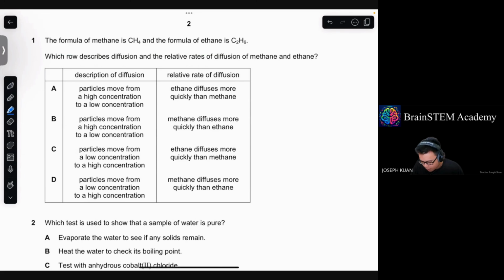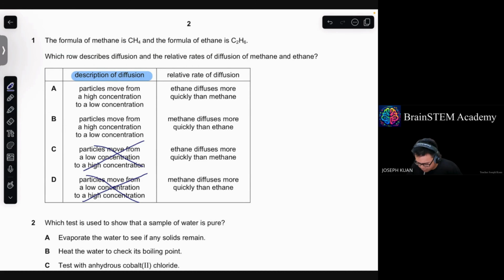The first part of the column asks for description of diffusion. So diffusion is defined as particles move from a high concentration to a low concentration. The opposite shouldn't be possible. Hence, we can eliminate answer C and answer D.